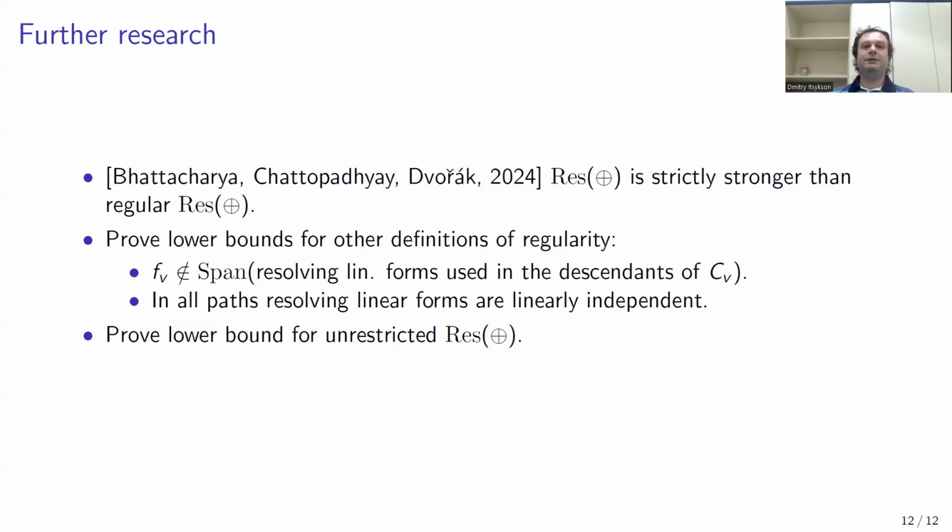The interesting open questions are to consider other definitions of regularity. For example, we can define regularity by saying that the resolving linear form does not belong to the span of linear forms that are used in the resolution rule in descendants of the current clause. Another interesting definition of regularity, weaker than the two previous, is to require just that all linear forms in all paths are linearly independent. And of course, the main open question is to prove a lower bound in the unrestricted case. Thank you for your attention.